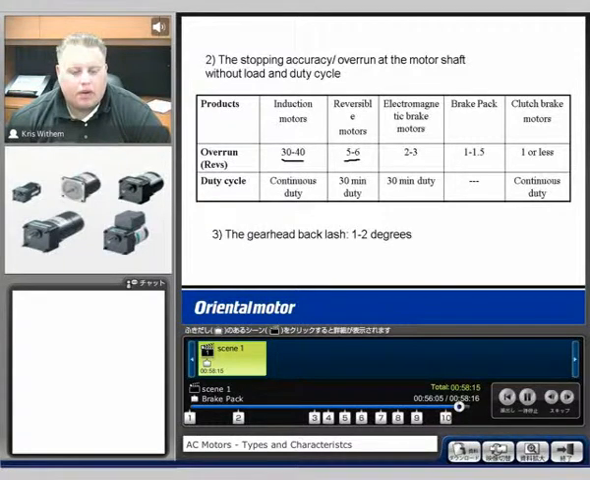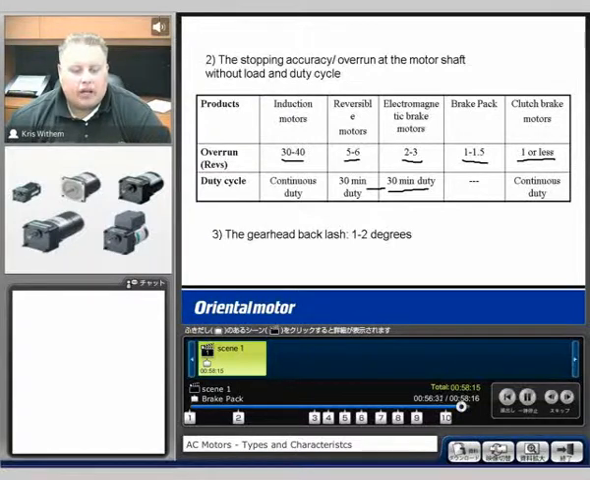That's because of that brake shoe and the friction braking on the back. 30-minute duty cycle rating. Electromagnetic brake motors, 2 to 3 revolutions of overrun. Again with a 30-minute duty cycle rating because they utilize the reversible motor. The brake pack, 1 to 1.5 revolutions of overrun. Clutch brake, 1 revolution or less, but rated for continuous duty.